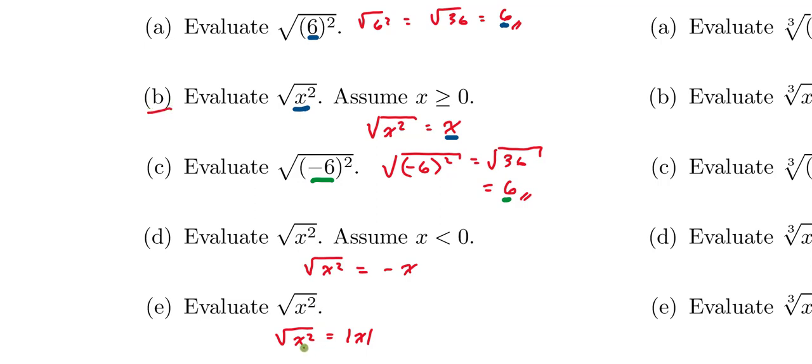But if x were negative, and we were evaluating that negative number squared and then taking the square root, it would return the opposite of x, just like it did in example D here. So depending upon the sign of x, we get some different value. We either get x or minus x, and so that's why we go ahead and leave it with that absolute value of x.